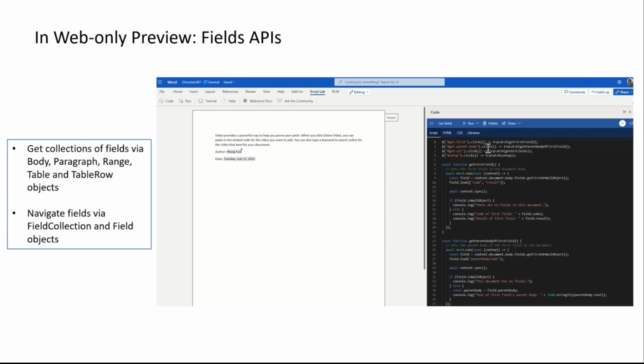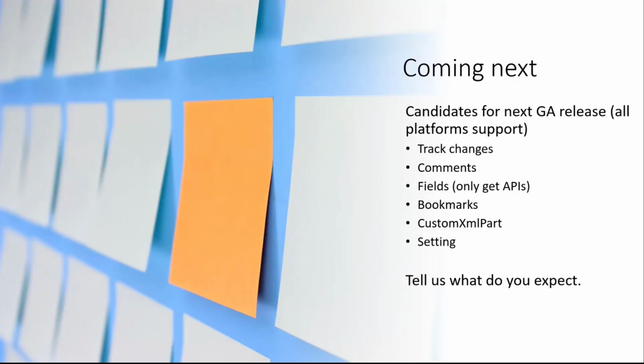And coming next, here are the candidates for the next GA release. By saying GA release, I mean a release that supports all the platforms. I can tell you that we will have a more frequent cadence of delivery of Word APIs in the coming months or years. And the next one will probably come in 6 months, by the end of this year or early next year.